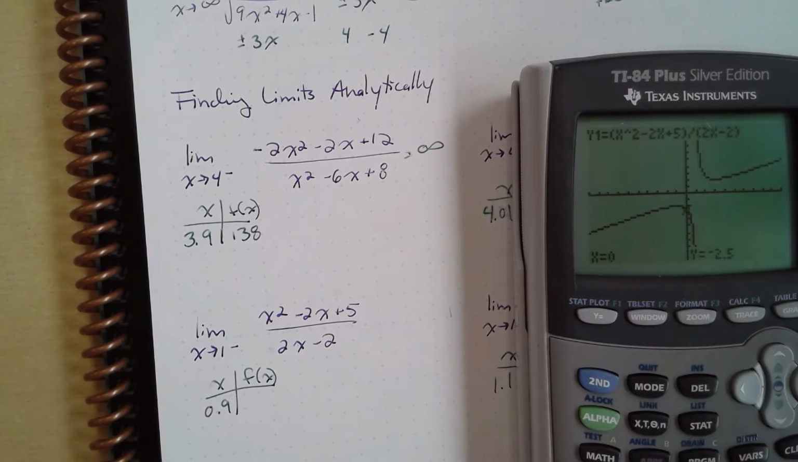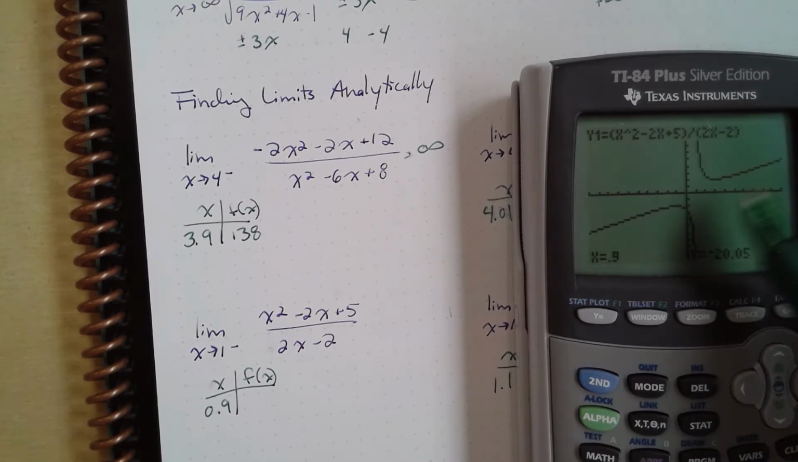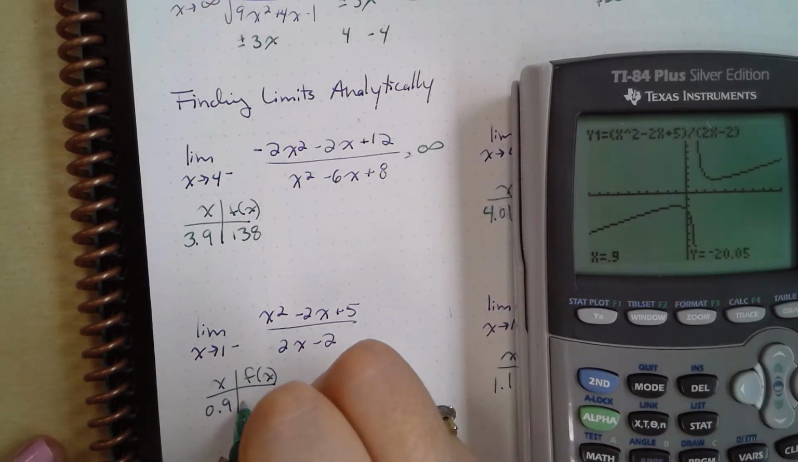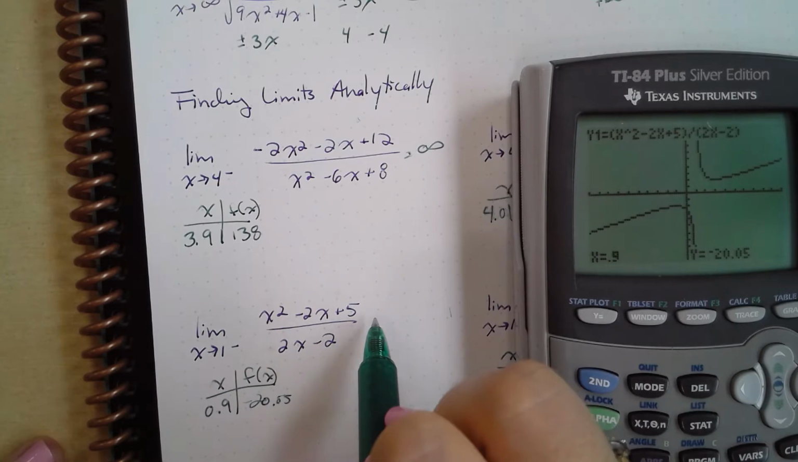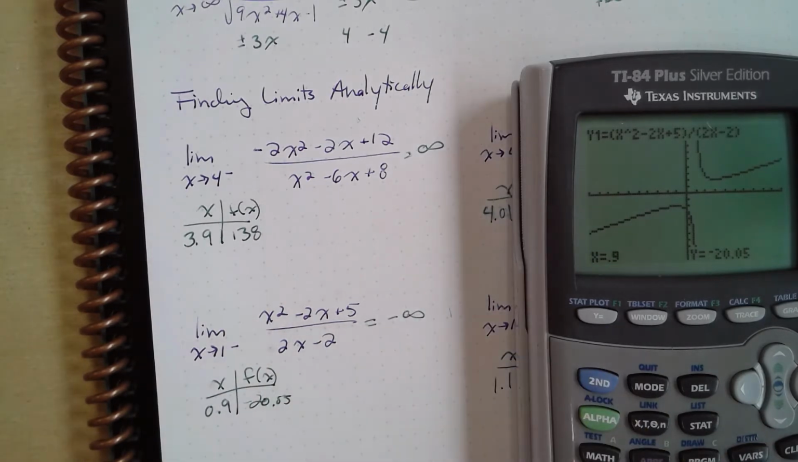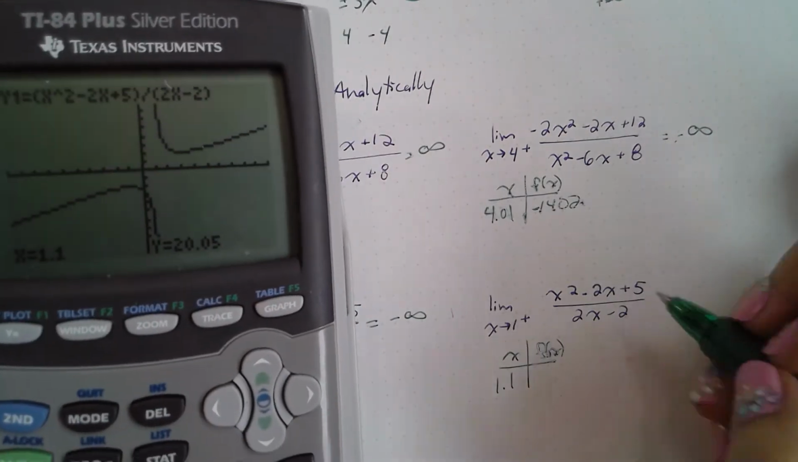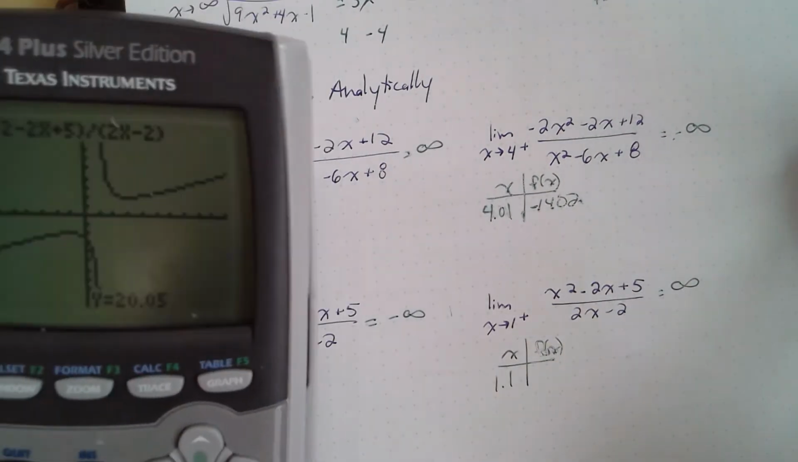And again, I'm going to trace 0.9. I've got negative 20.05. So it looks like I'm going towards negative infinity. And if I trace 1.1, I get 20.05. It looks like I'm going towards positive infinity.